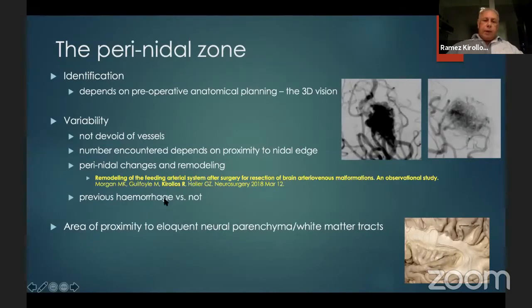What makes dissection easier are the patients who have previous hemorrhage, because you have a gliotic brain similar to brainstem cavernomas. So you have a gliotic brain that increases your safety of the perinidal zone. But of course, you cannot go widely around the whole nidus, because you will injure structures like the white matter tract. So that's why you need to know where they are. And also you have to respect all the en passant branches.